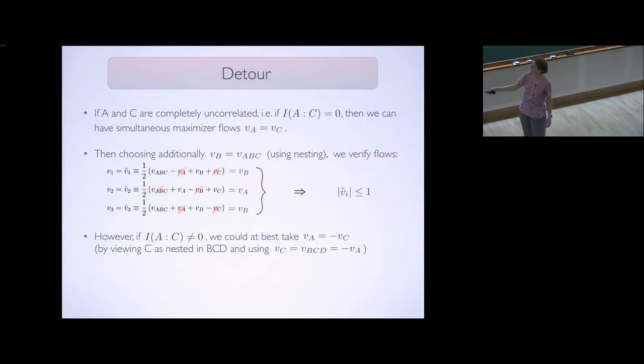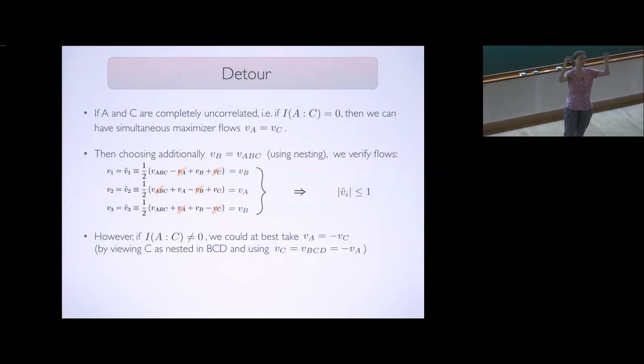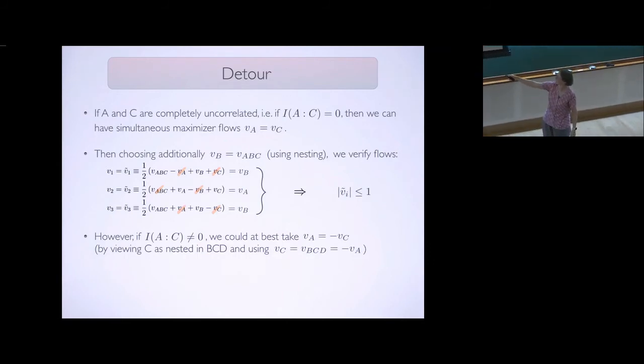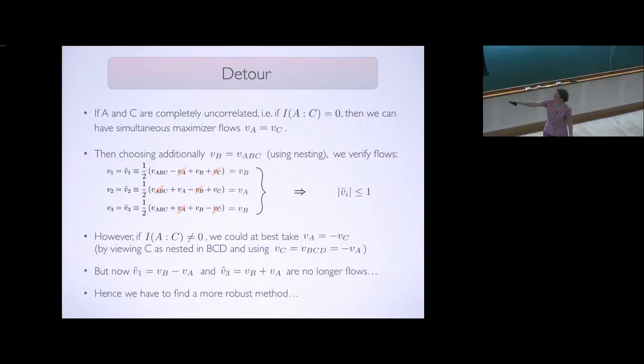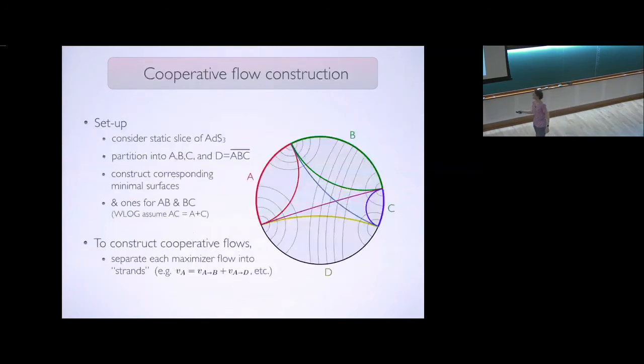And in fact, if it's not the case, then, well, what can we do? So you can't set VA to be VC, but you still need some bit of threads to go between A and C. So at best, you can choose VA to be minus VC. You can apply the nesting for, say, C to be nested within BCD, and then the flow for the BCD region is minus the flow for the A region. Okay, so that you can do, but that doesn't help because then these 2 are in fact still exceeding the norm bound. Okay, so we have to find something. We have to work harder.